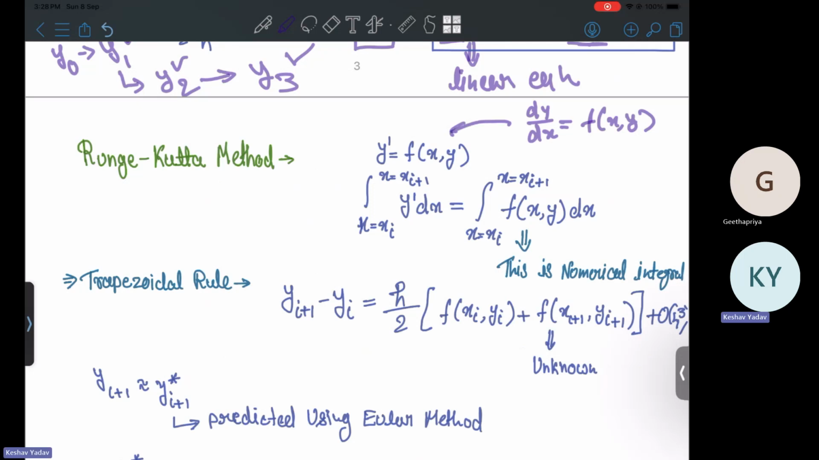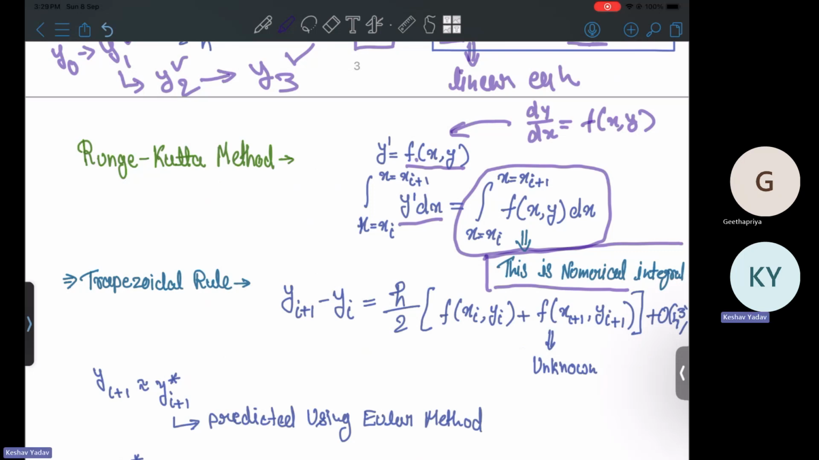So this can be written as y prime equal to f of x, y. We are doing nothing; we are integrating both sides. So this will lead to the integration of y prime dx, which will lead to y. And the right-hand side, we are integrating it numerically. Numerical integration we already studied last week: the trapezoidal method, Simpson's 1/3 rule, and Simpson's 3/8 rule for numerical integration.